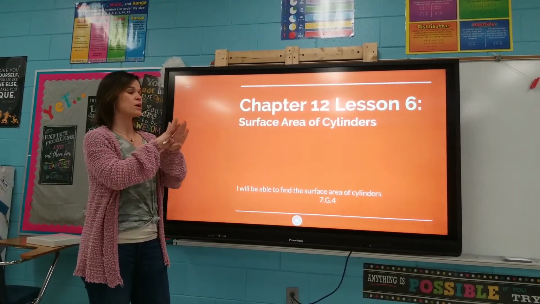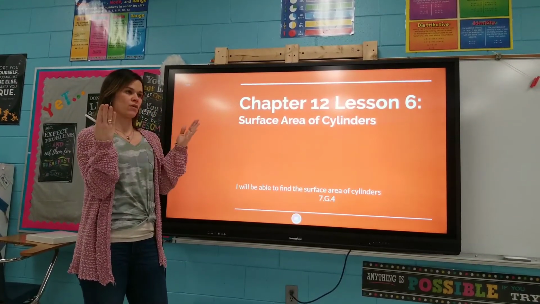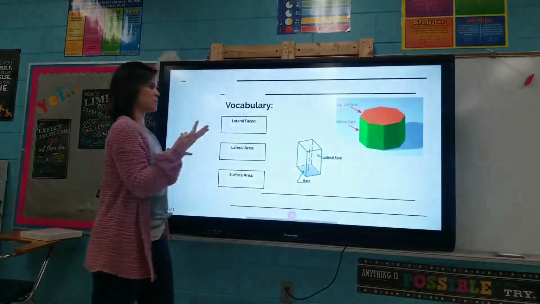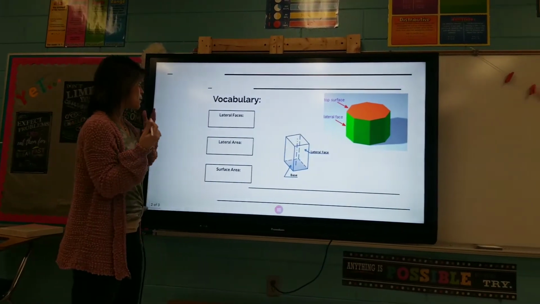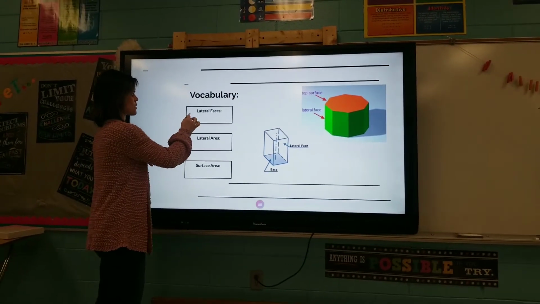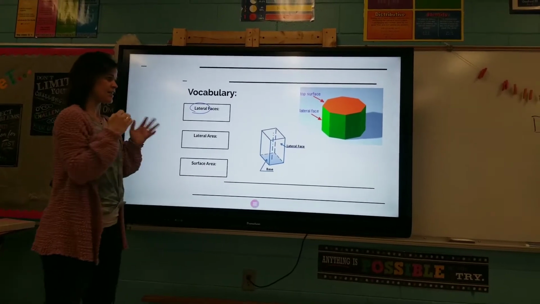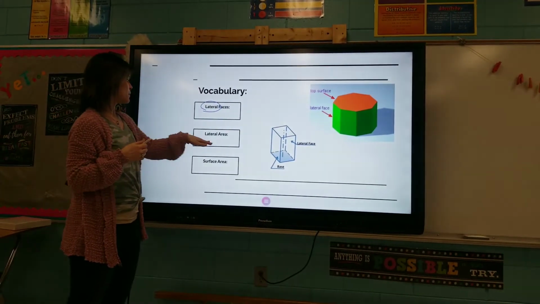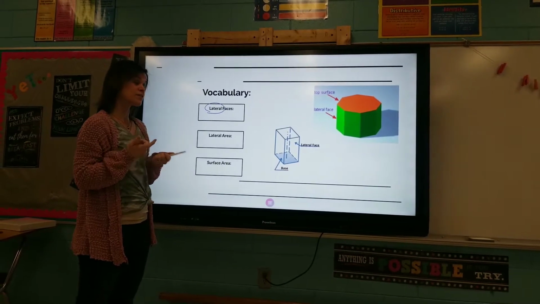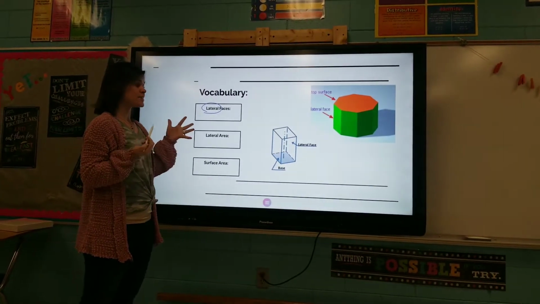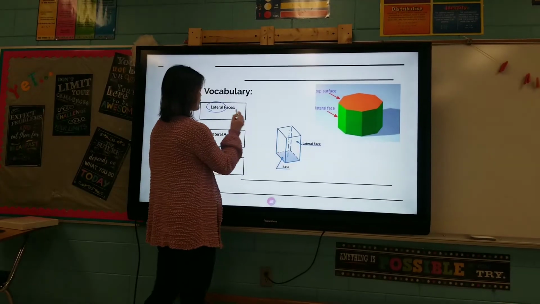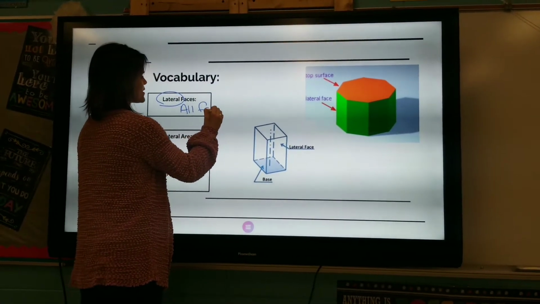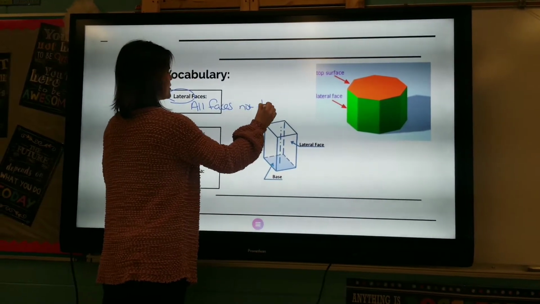However, we know if we were to take the net or unroll a cylinder, that's not as easy of formulas to use. So we're going to talk about new terms today, and we're going to talk about this word lateral. So first thing I need to do is just explain to you what a lateral face is and lateral area, because we will be using lateral area to find the surface area of a cylinder. So the lateral faces is pretty easy. Those are just all the faces that are not your bases. So all faces, not bases.